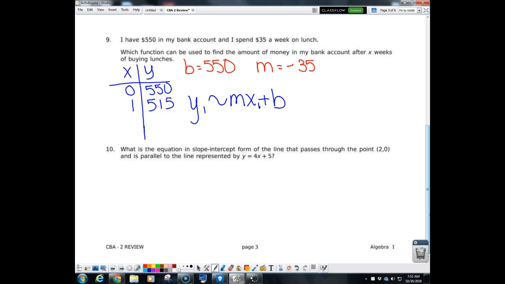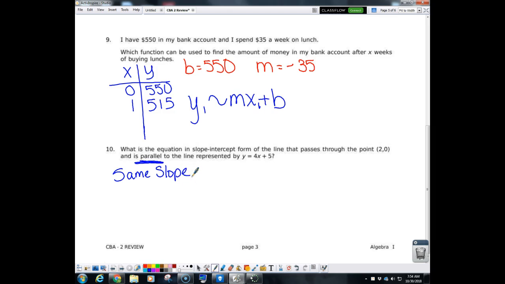Okay, number 10. What is the equation in slope-intercept form of the line that passes through the point 2, 0 and is parallel to the line represented by y equals 4x plus 5? Okay, so remember, parallel. What are you supposed to think when you see parallel? Same slope. Parallel is the same slope.